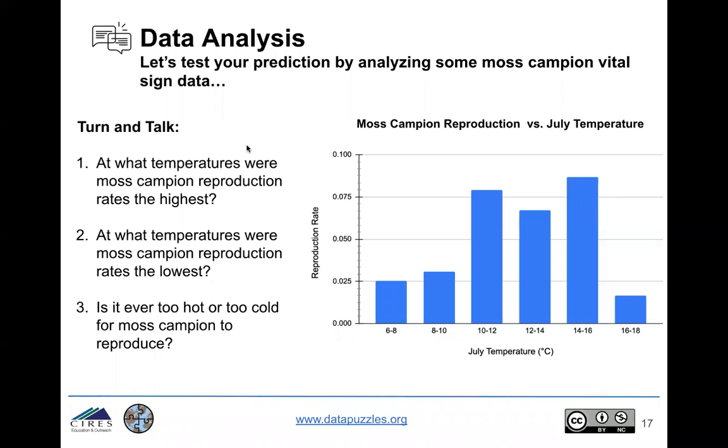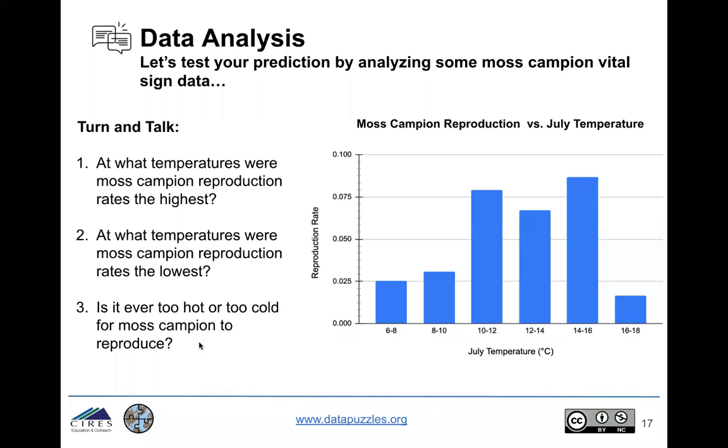And so in this case, if we're asking them to find the highest reproduction rates, we're looking at July temperatures between 10 and 16. And when reproduction rates were the lowest, anything lower than 10 degrees Celsius in July, those reproduction rates were low, and anything above 16 degrees Celsius were really low reproduction rates.